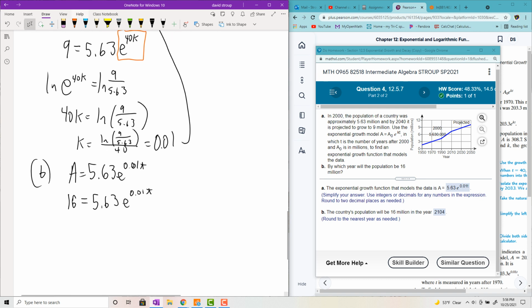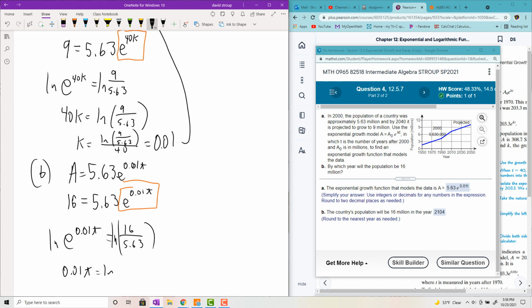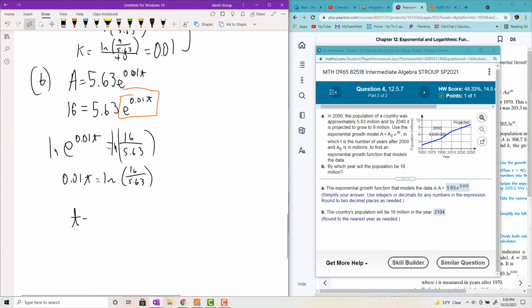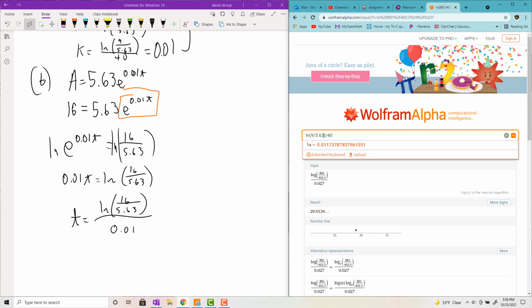Okay, so again, it's an exponential equation. I want to solve for the exponential part first. e to the 0.01t is equal to 16 divided by 5.63. ln on both sides, I get 0.01t is the ln of 16 all over 5.63. Divide both sides by 0.01. t will equal ln of 16 all over 5.63, all over 0.01. Put that in your calculator.